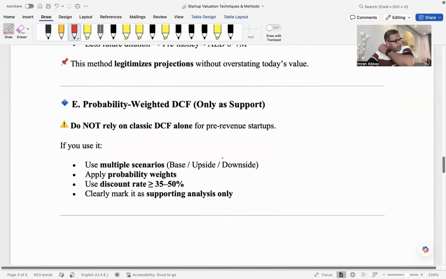Next is the DCF method. It is normally applicable to companies with very high growth. Fine. Now you need to make this very clear: do not rely on classic DCF alone for pre-revenue startups, because you need to add some more methods, along with the scorecard method and checklist method. So you need to add the VC method and the DCF method as well. Thereafter, average the 4 to 5 methods, and then you can come up with the valuation.